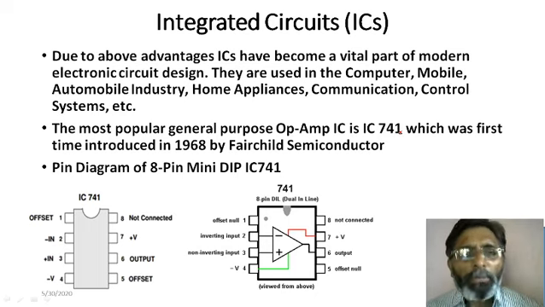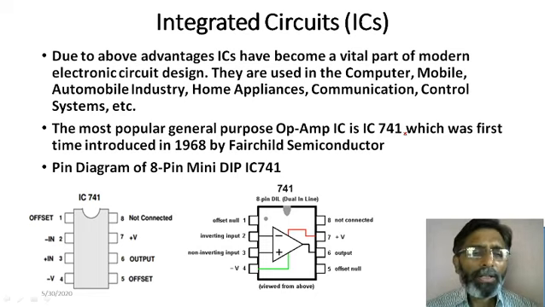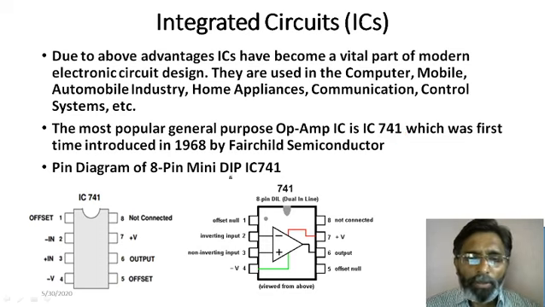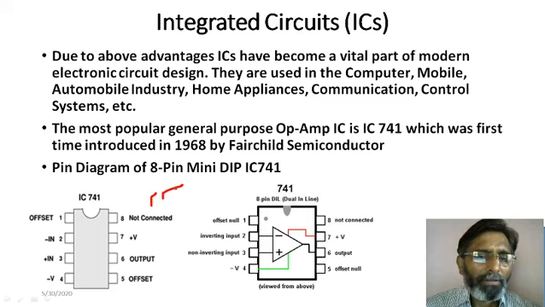As far as our op-amp is concerned, the most popular general purpose op-amp integrated circuit is IC741, which was first introduced by Fairchild Semiconductor in 1968. Now this IC741 is available in different types of packages, but one of the packages which is mostly used is the mini DIP, which is an 8-pin IC package. And you can see here the pin diagram of this IC741.